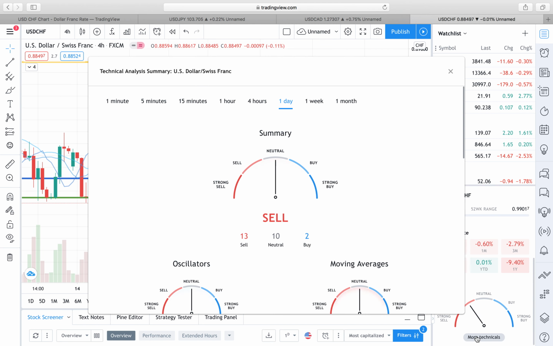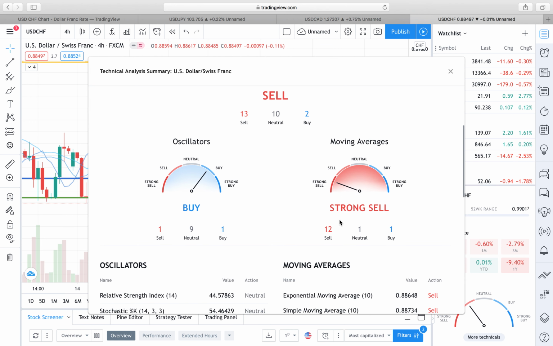Let's go to the technicals. So 13 are saying to sell it, and 2 are saying to buy it, and then 10 are staying neutral. And by the way it's moving, 12 are saying to sell it, and then 1 is saying to buy it. What are they on? Why do they want to buy this? They're gonna lose a lot of money. And then one is just remaining neutral.